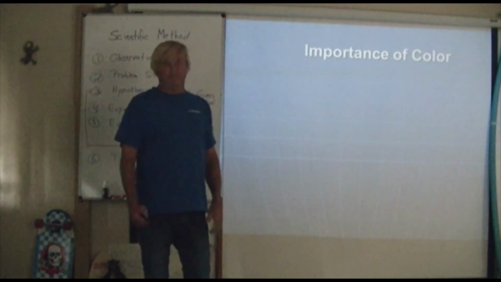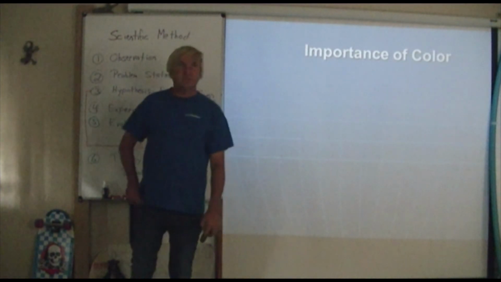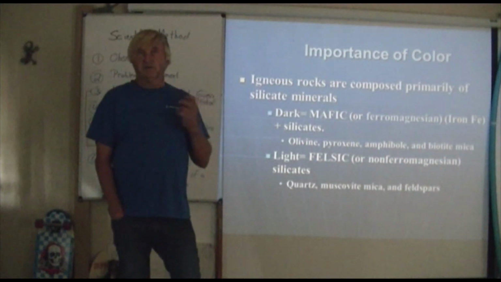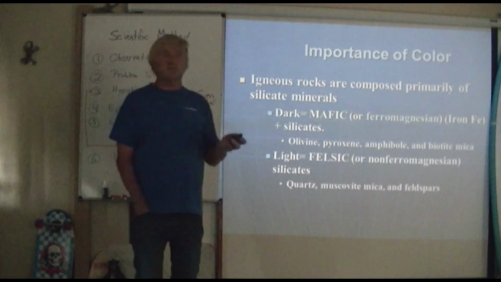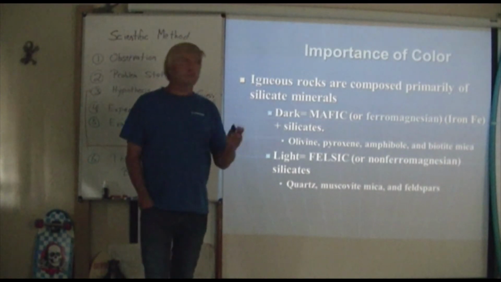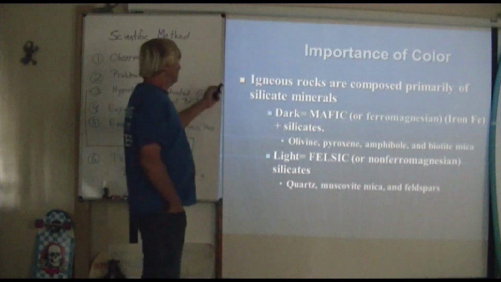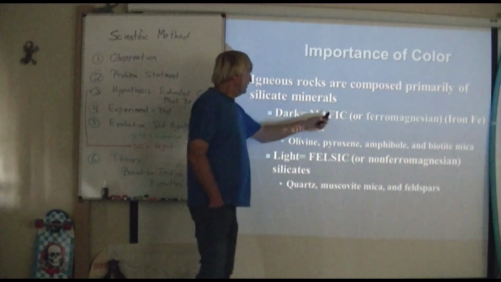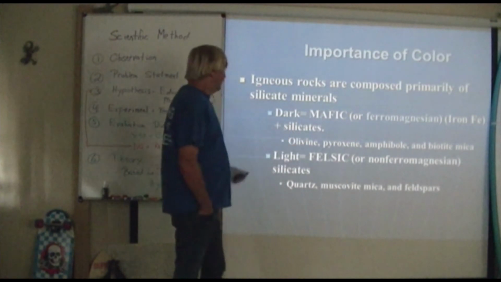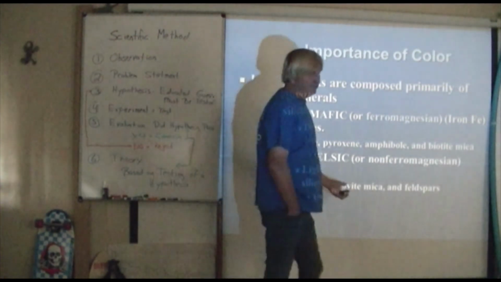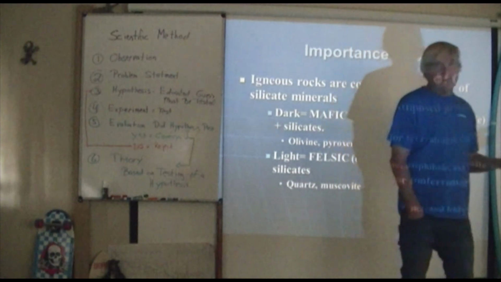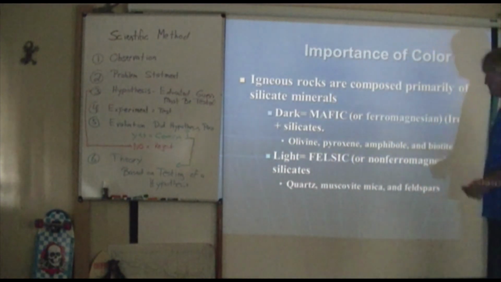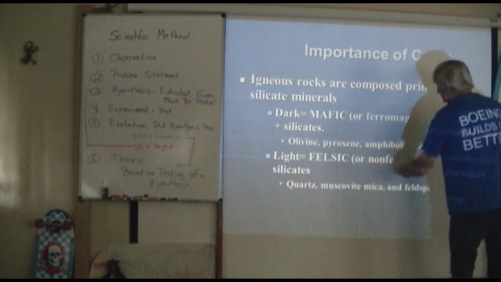So the importance of color. Color is really important. I've talked about this. So iron-rich rocks are going to be dark. Quartz-rich rocks are going to be rich in silica. So igneous rocks are composed primarily of silicate minerals. Dark we call mafic. Ferromagnesium, that's iron. Light we call felsic, and this is basically a Greek word meaning feldspars. Feldspars, as it turns out, are very rich in quartz, extremely rich in quartz. So feldspars are very rich in quartz also.